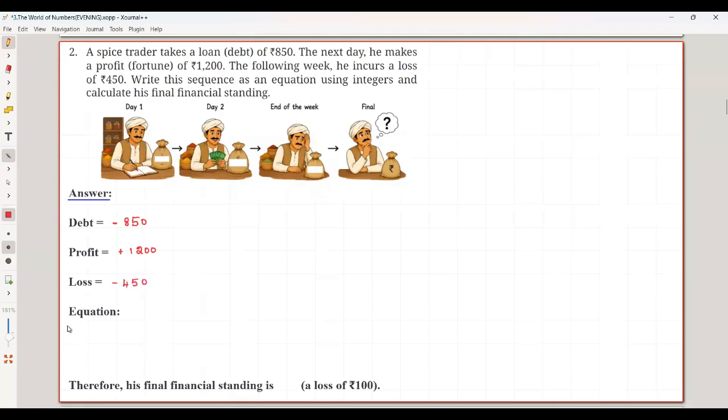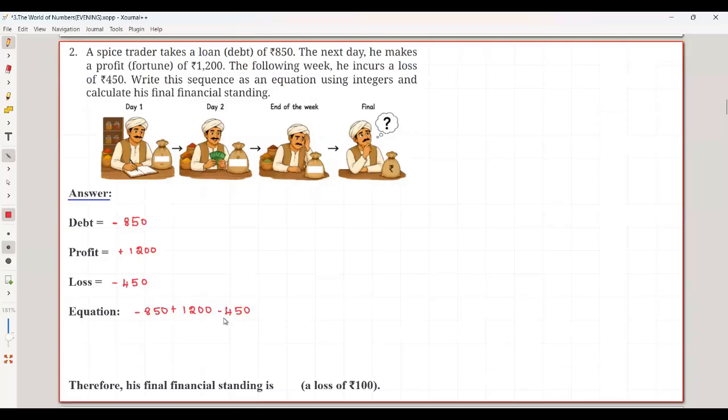Now we have to form the equation. So we can just write it as minus 850 plus 1200 minus 450. Now this is the equation. Now we have to solve the equation. This is the expression we are getting. We can just simplify it, so we'll be getting the answer.